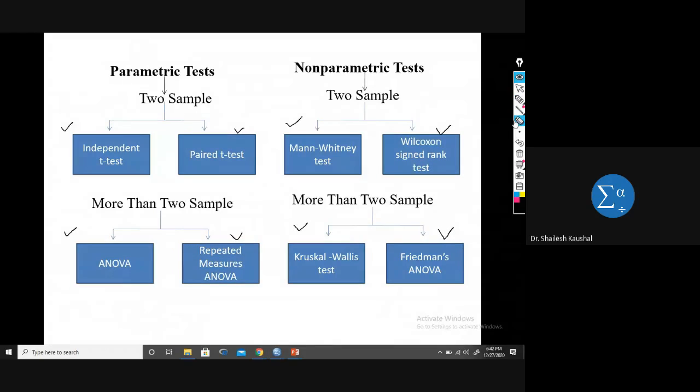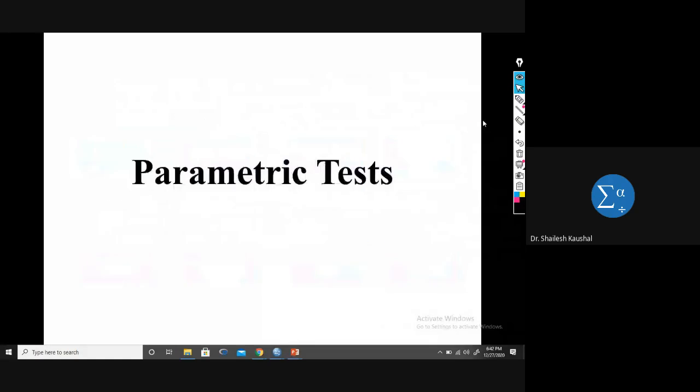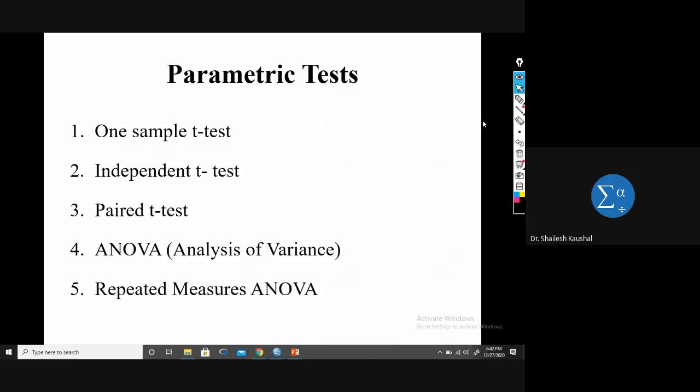And now the independent t-test after this, parametric tests. We use the parametric test for one variable, the one sample t-test, and second we will perform here the independent t-test, paired t-test, ANOVA, and repeated measures ANOVA.